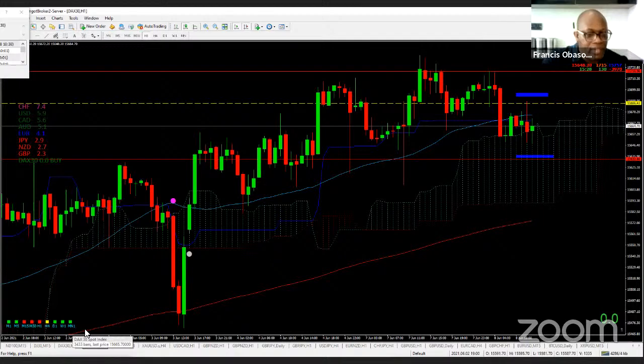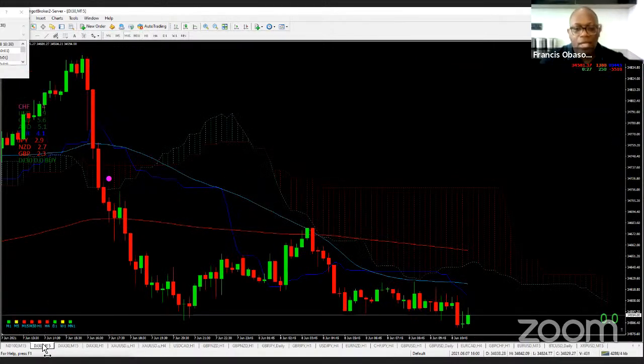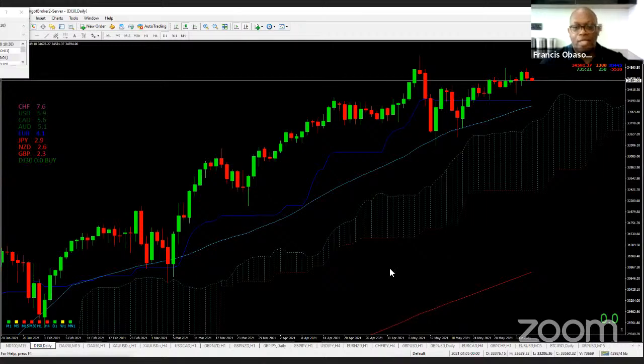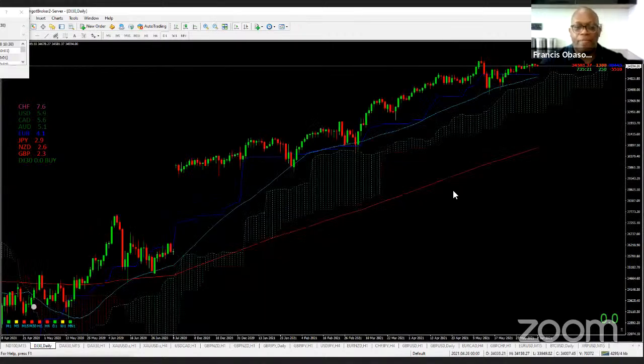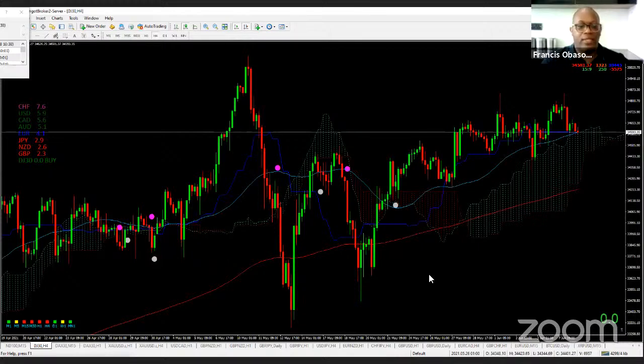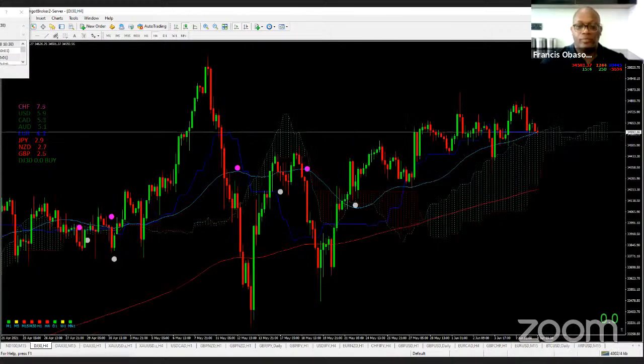How about the Dow Jones? The Dow. How about the Dow? The Dow is in an uptrend as well, obviously. Right here, let's have a close look.